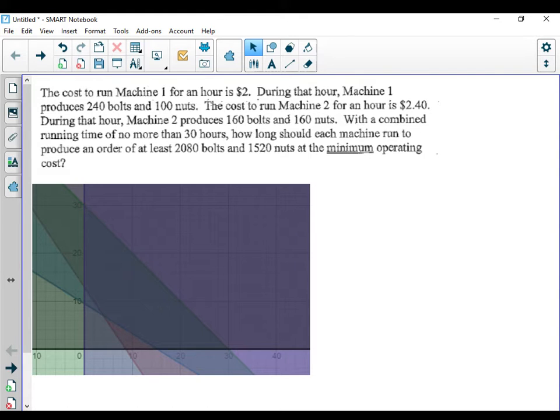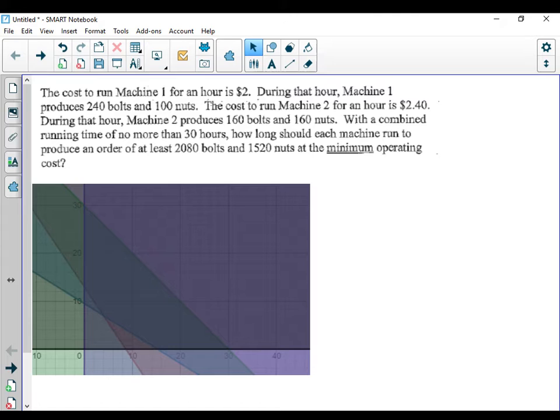On this problem, they talked about the cost to run machine 1 for an hour is $2. During this hour, machine 1 produced 240 volts and 100 nuts. The cost to run machine 2 for an hour is $2.40. During that hour, machine 2 can produce 160 volts, 160 nuts. So with a combined running time of no more than 30 hours, how long should each machine run to produce an order of at least 2,080 volts and 1,520 nuts at a minimum operating cost?